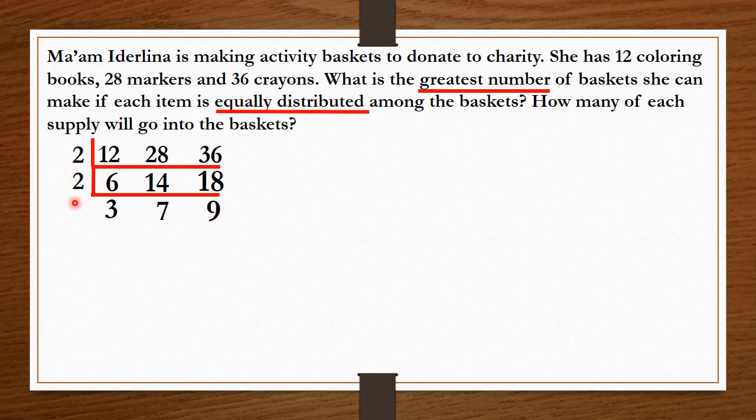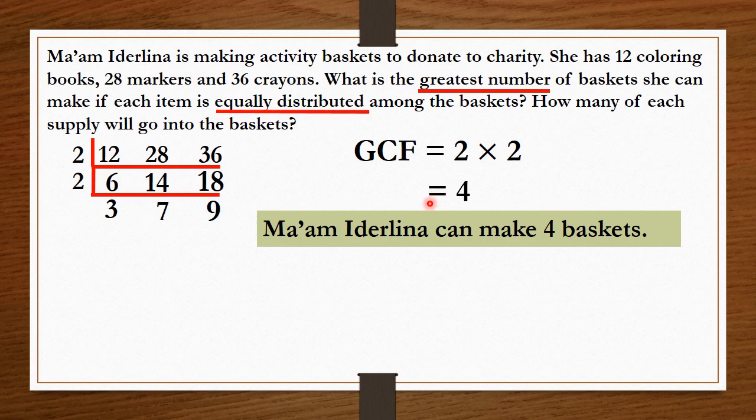So, yung greatest common factor natin ay ang product ng factors na makikita natin sa kaliwa. So, that is 2 times 2. Imu-multiply natin yung 2 and yung 2. So, our greatest common factor is 2 times 2, and that is 4. What is the greatest number of baskets you can make if each item is equally distributed among the baskets? Therefore, Ma'am Iderlina can make 4 baskets.